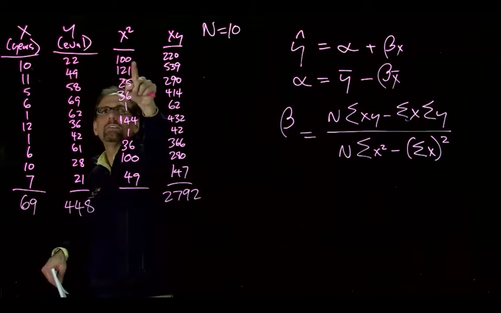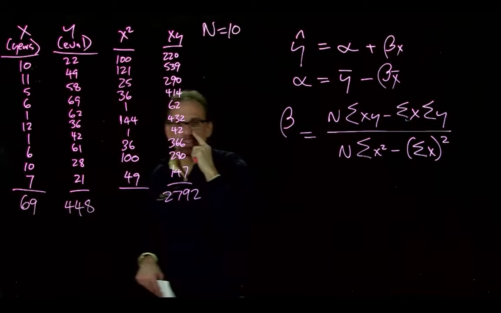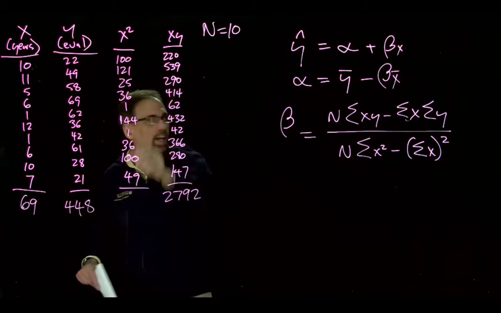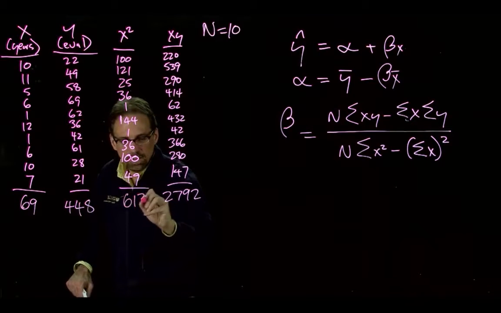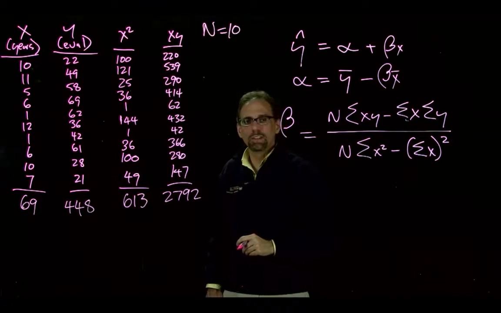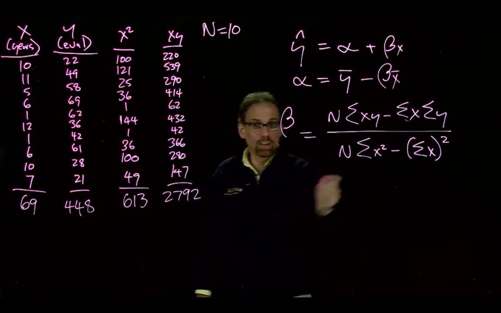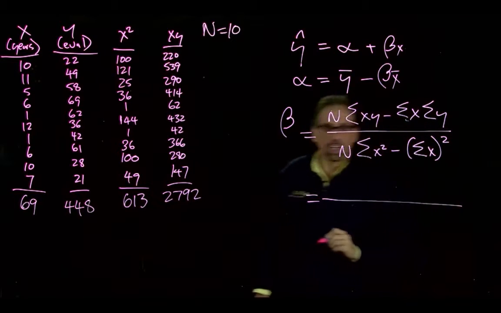10 squared is 100. 11 squared is 121. 5 squared is 25, and so forth. Okay? And then I just need to add all those up so I can plug that in there. And that turns out to be 613. You can whip out your calculator and check and make sure I did that right. So now let's just plug them in so we can get our beta. It's a very easy thing to do.